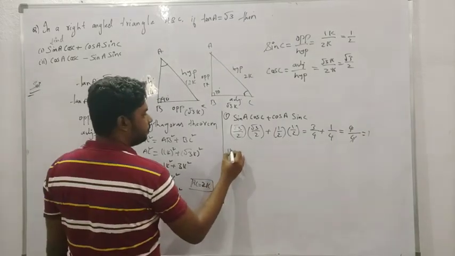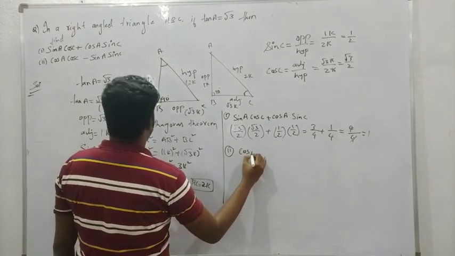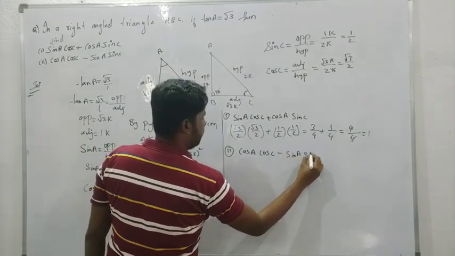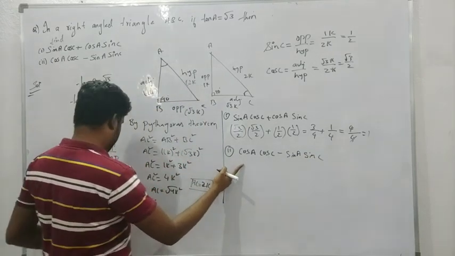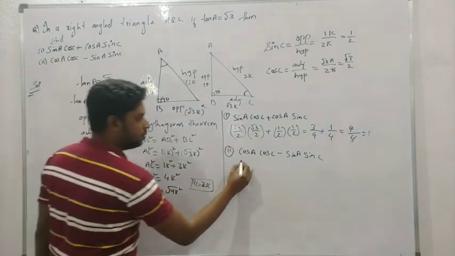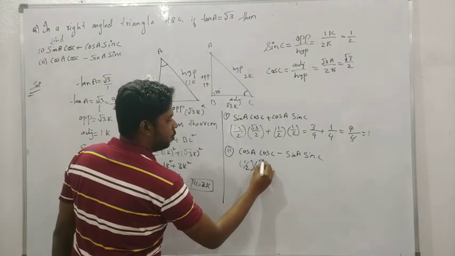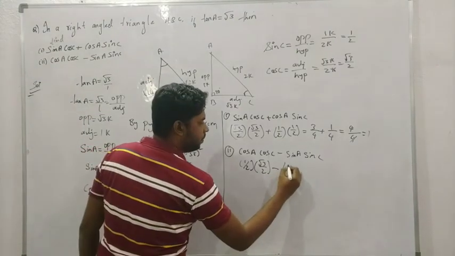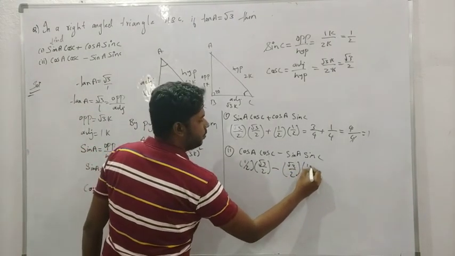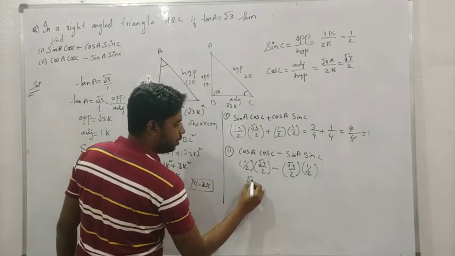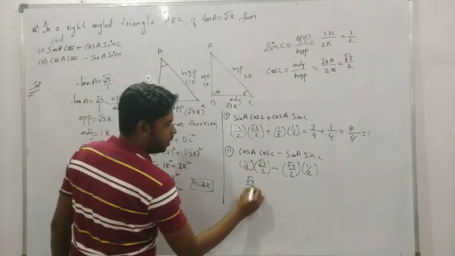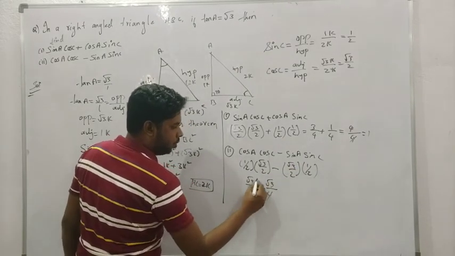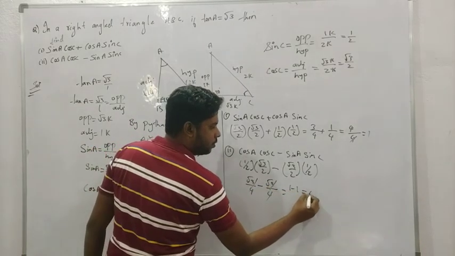Now the second one. Cos A cos C minus sin A sin C. Cos A is 1 by 2. Cos C is root 3 by 2. Minus sin A, which is root 3 by 2, times sin C, which is 1 by 2. So 1 into root 3 is root 3, 2 2s are 4, minus root 3 into 1 is root 3, divided by 2 2s are 4. Both get cancelled. 1 minus 1 is equal to 0.